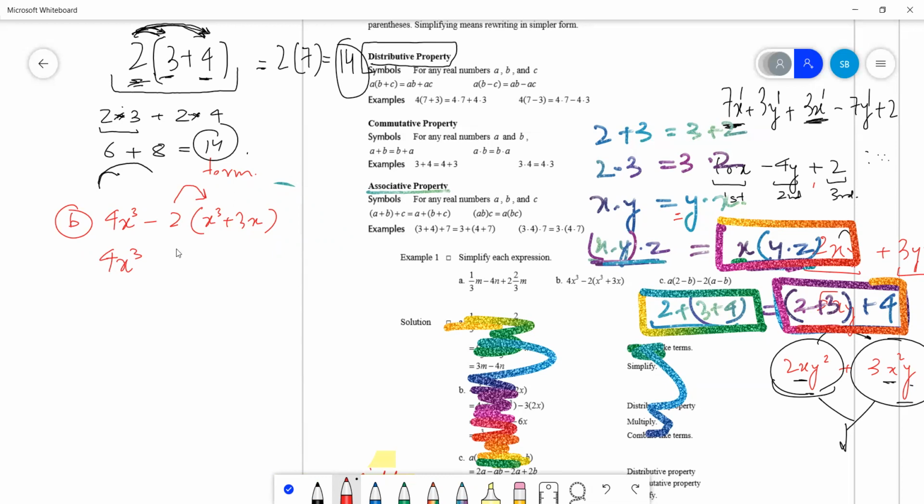Okay. So I wrote the question. Example 1, option B: 4 times x cubed minus 2 times (x cubed plus 3x). So 4 times x cubed, I wrote it as it is. And then we're having -2 times x cubed. How much is that? Because I want to use the distributive property here. 2x cubed. Yeah, but there'll be a negative sign also, isn't it? Yes, -2x cubed.